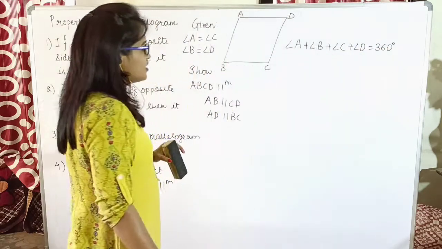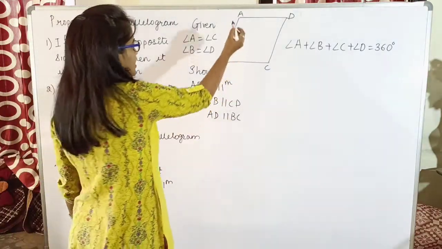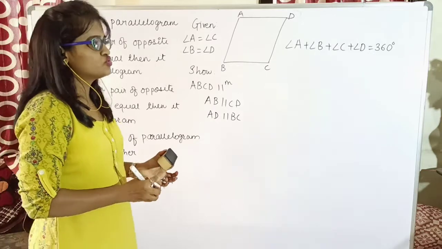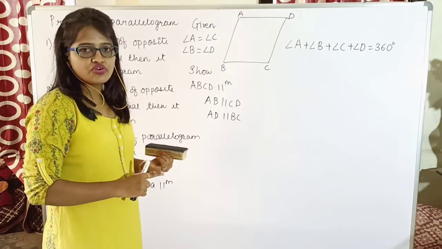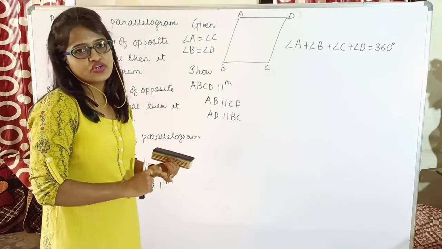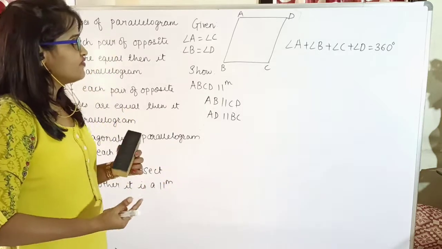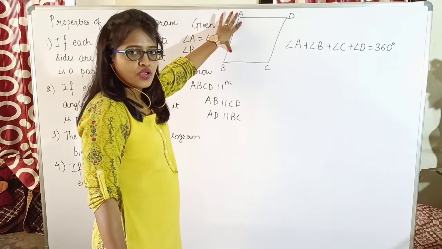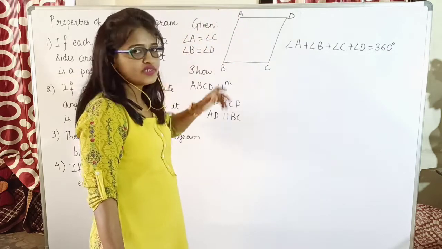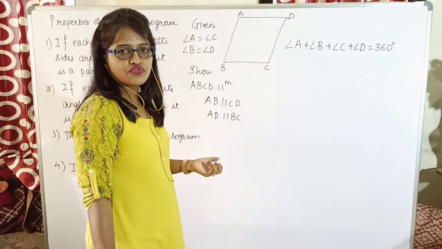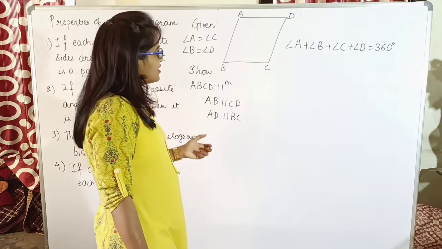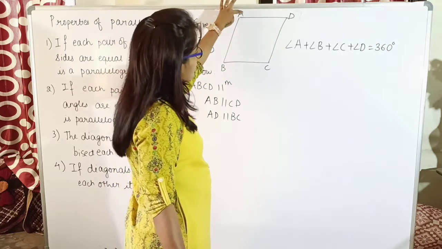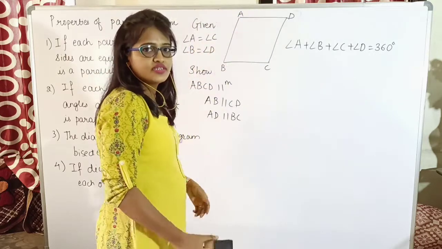Yes. Now I have to show AD parallel to BC. See, I just now said whenever you want to show two lines as parallel, you have the converse of corresponding, converse of alternate, and converse of co-interior. What if I can show the sum of these two angles as 180? Will I say AD parallel to BC? Definitely, by converse of co-interior angle theorem. Similarly, if you show A and D also as 180, again you can say that AB is parallel to CD.